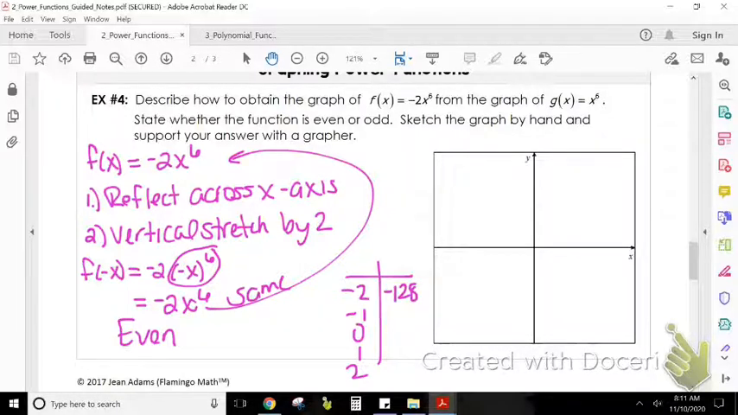Obviously, we can't graph that. Plug in negative 1 to the 6th, and that's 1 times negative 2, which is negative 2. 0 to the 6th is 0 times negative 2, which is still 0. 1 to the 6th is 1 times negative 2, which is negative 2. And 2 to the 6th is 64 times negative 2, which is negative 128. All right, so we're only going to be able to graph these 3 in the middle.